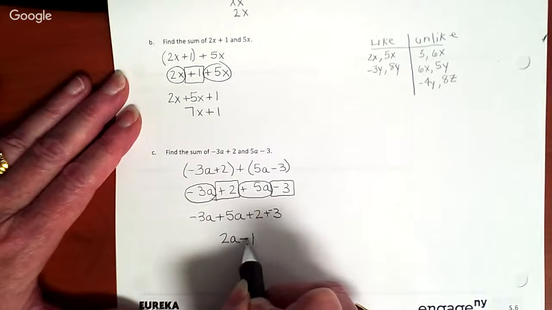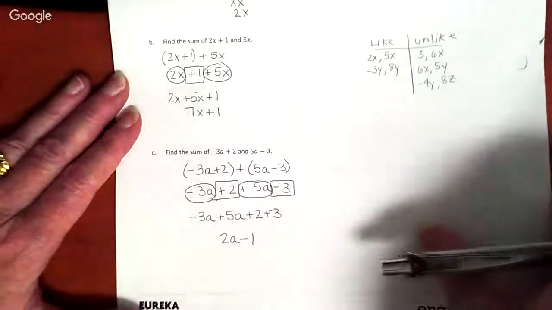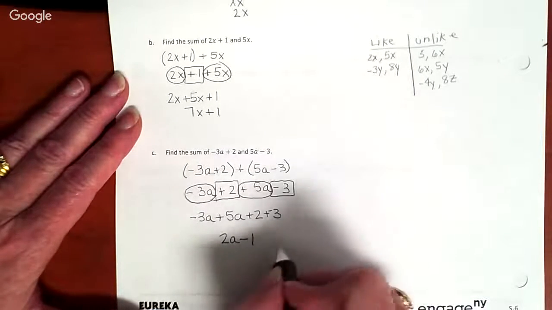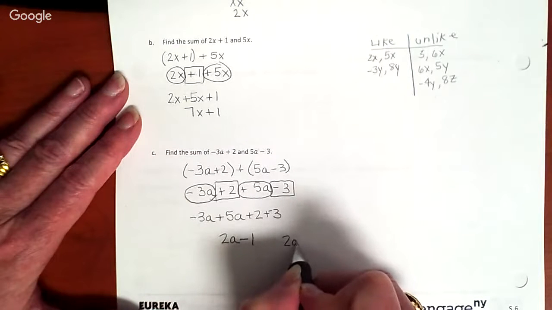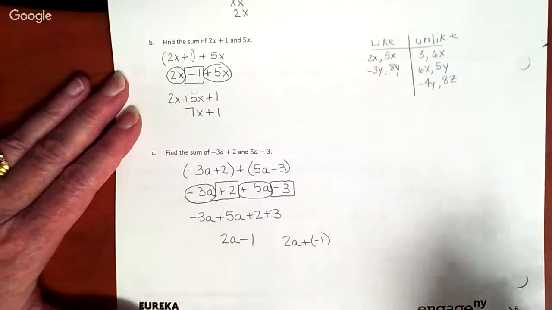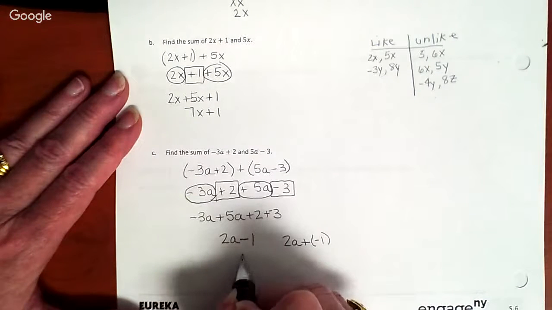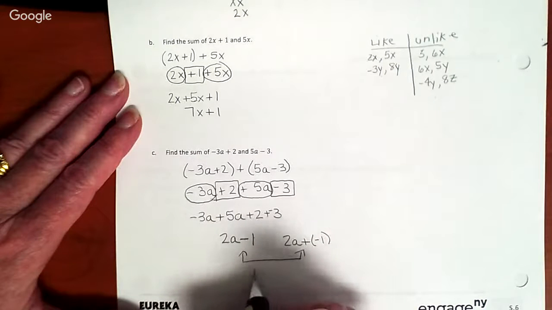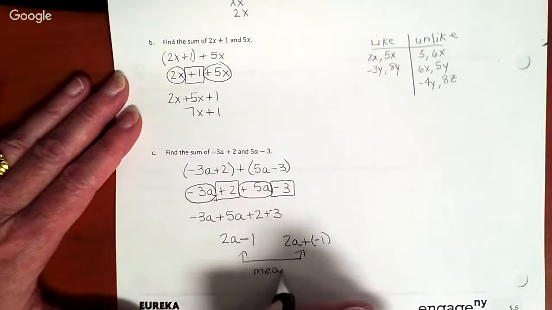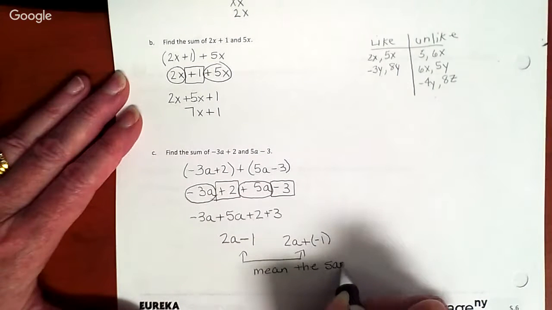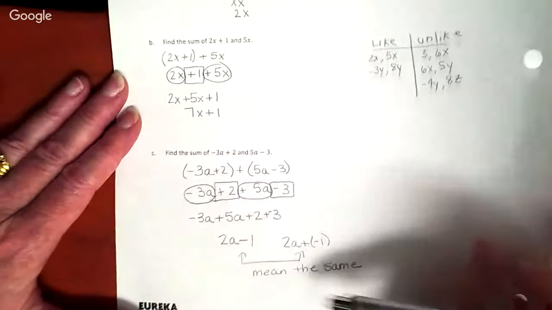The sign goes with the number and is now going to start becoming our operation. The other way you can write this is 2a plus a negative 1, which means the same thing. These two mean the same thing. Okay, next.